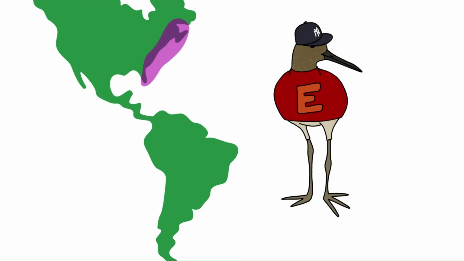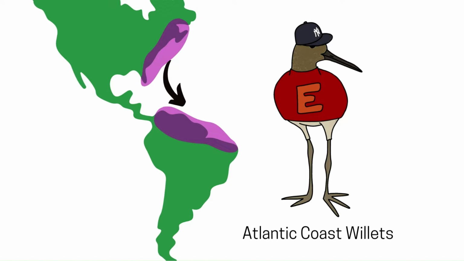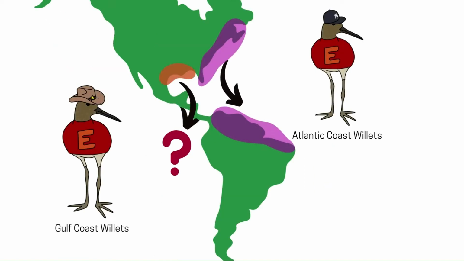Migratory connectivity studies of Atlantic coast breeding eastern willets, which we will hereafter refer to as Atlantic coast willets, using these geolocators, indicate that those birds spend the non-breeding season along the Atlantic coasts of northern South America, primarily in northern Brazil. However, to date, no one has investigated where the Gulf breeding eastern willets, which we will hereafter refer to as Gulf Coast willets, spend the non-breeding season.